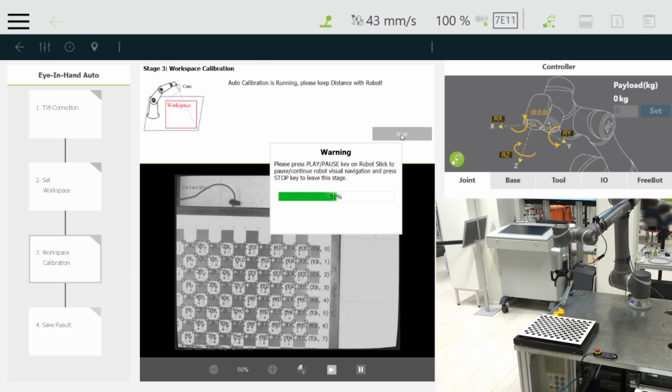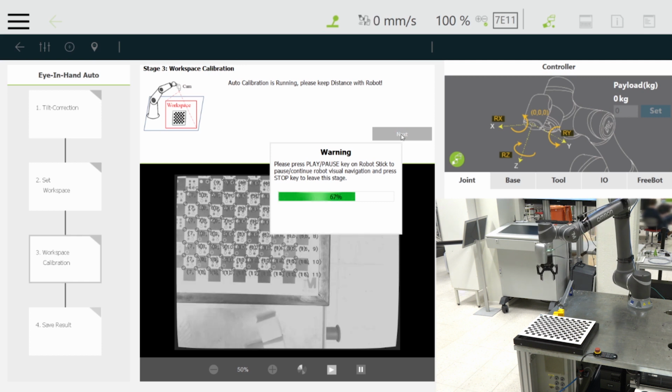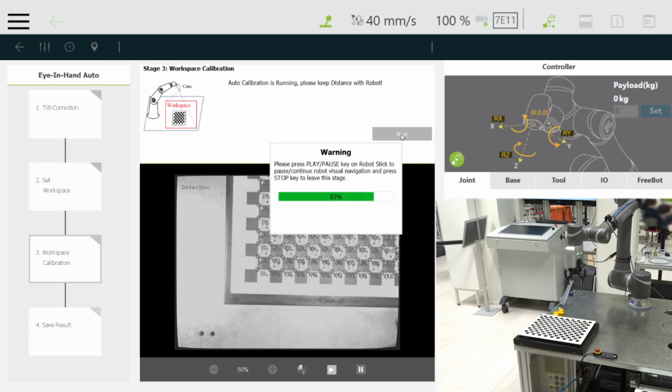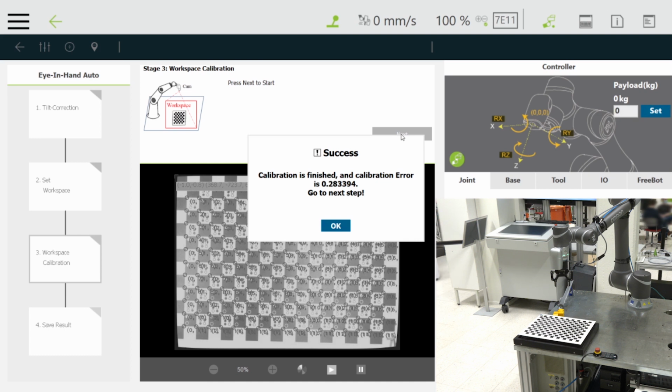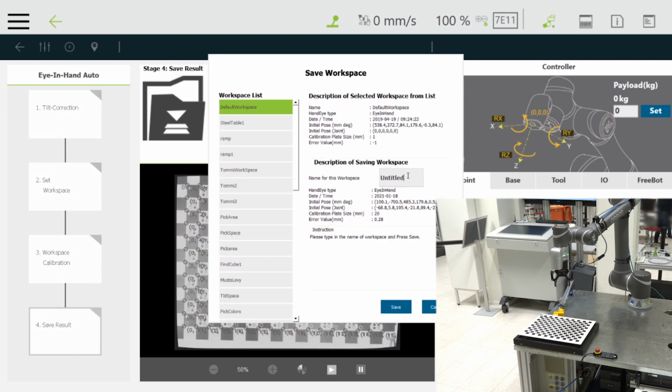Now it checks the plate from different fields of view so that it knows that this is the calibration plate. And when I move, for example, 10 centimeters or 100 millimeters that way, it sees how the field of view changes there. And then lastly, the workspace calibration is saved for the future, so we can use the same setup and the same calibration also in the future.